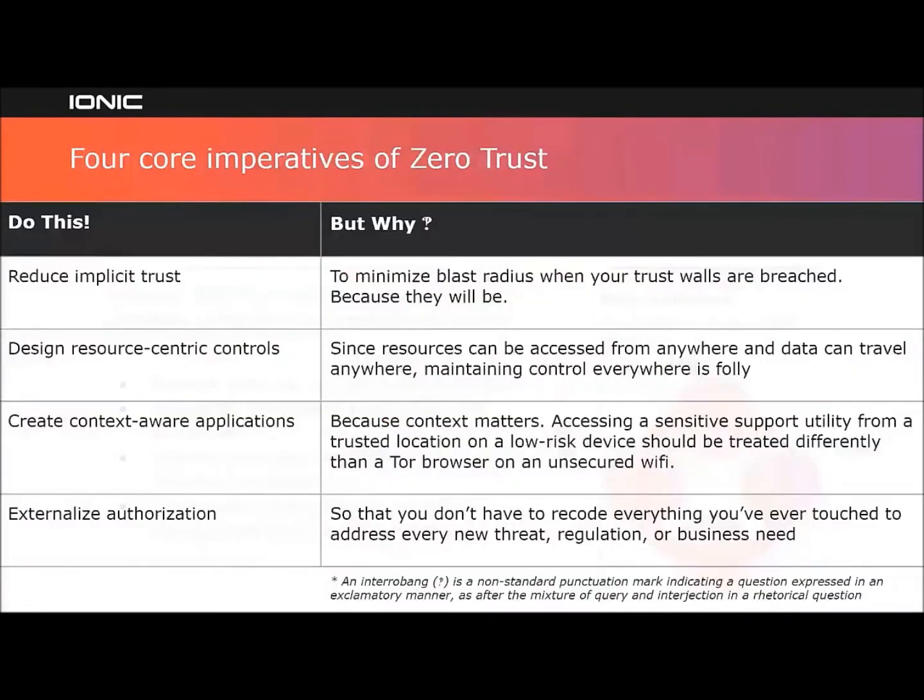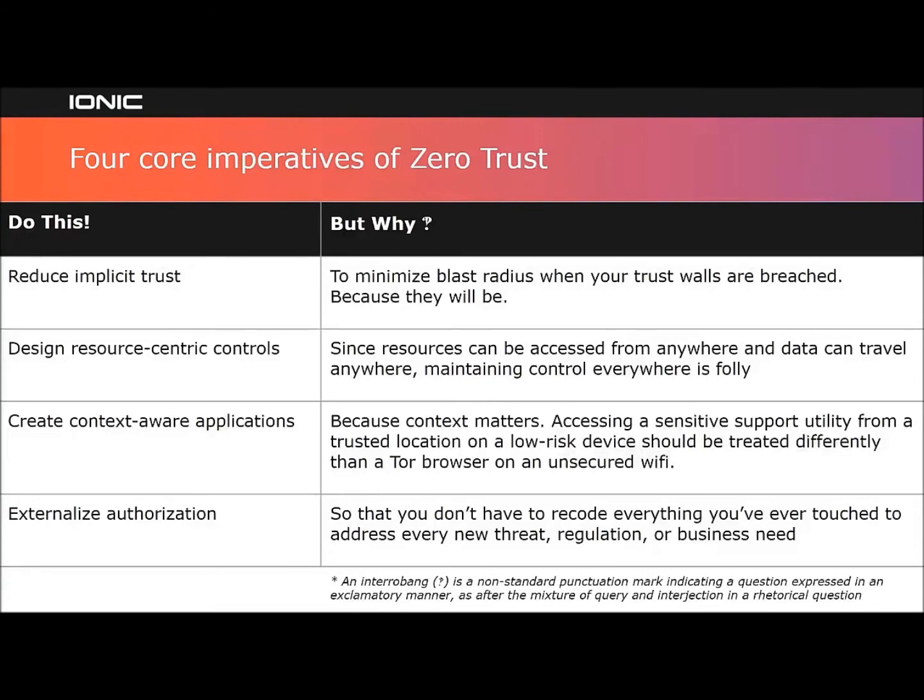So what does it mean to do zero trust? I call this the interrobang slide because whenever somebody tells me to do something, my gut response is, but why? Question mark, exclamation point. So why should you reduce implicit trust? Well, it's because your trust walls are going to get breached. It's really a matter of time, and you need to minimize the blast radius of what happens when they do.